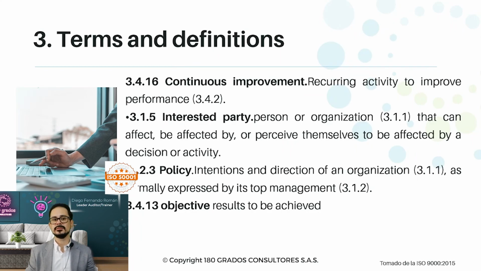First, continuous improvement. Very important, it is defined as a recurring activity to improve performance. This means that organizations should be constantly looking for ways to enhance their energy performance. Next term is a term that we're gonna use a lot, interested party. An interested party is a person or organization that can be affected by, or perceive themselves to be affected by a decision or activity. This could include employees, customers, suppliers, regulators, and others who have a stake in the organization's energy performance.